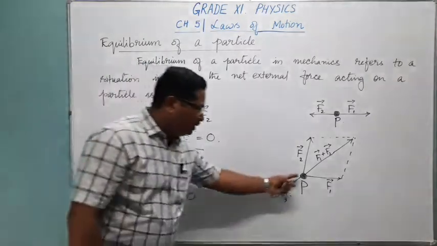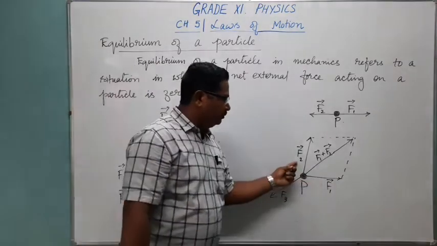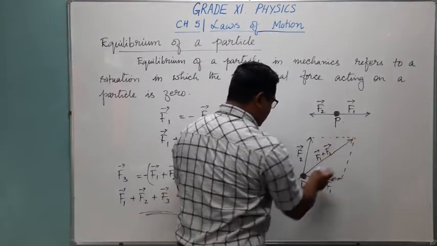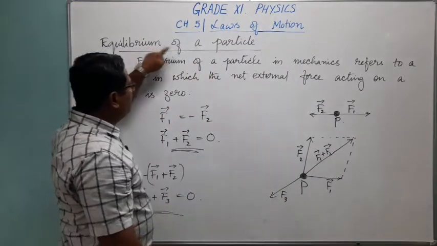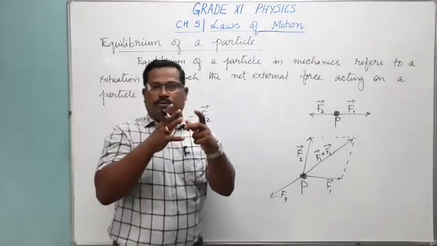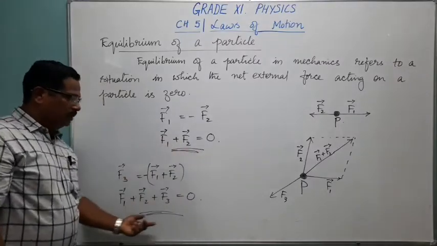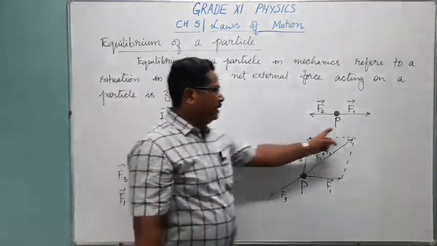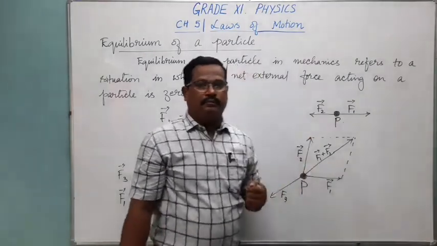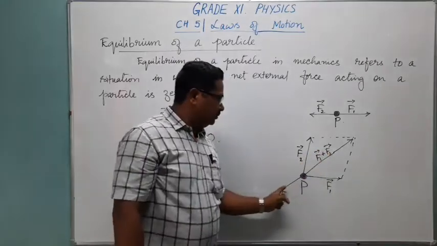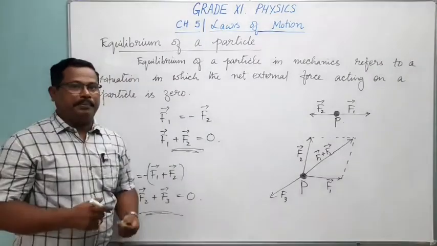If suppose F3 is bigger, then it will pull the body this way. If the sum of F1 and F2 is more, then it will come this side. It won't come in the other direction. But when we are talking about equilibrium of a particle, the body is not supposed to move. In that case, the net force must be equal to 0. F1 must be equal to F2 and F3 must be equal to F1 plus F2 together. This force and this force must be equal. That we call equilibrium of a particle.